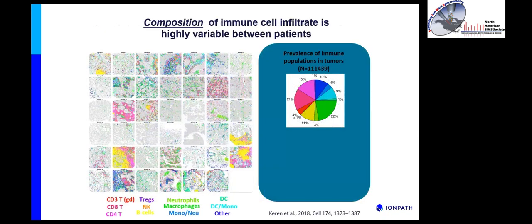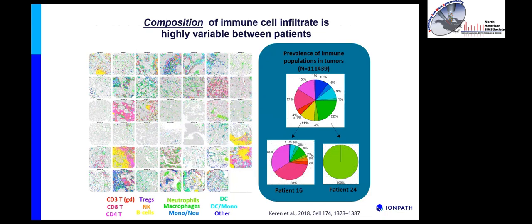And then we can look at the composition of the immune cell populations within those samples. If you look at this, for all of the samples within this study, we can see that it varies widely from sample to sample.